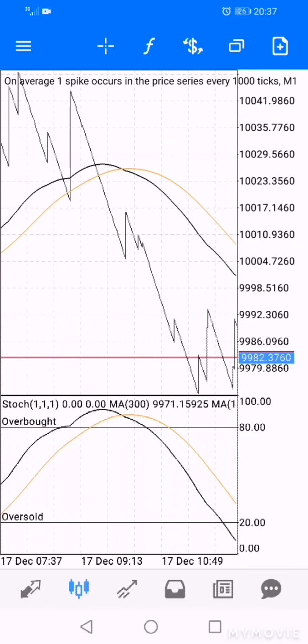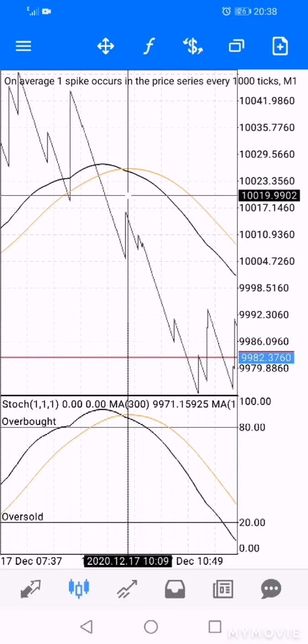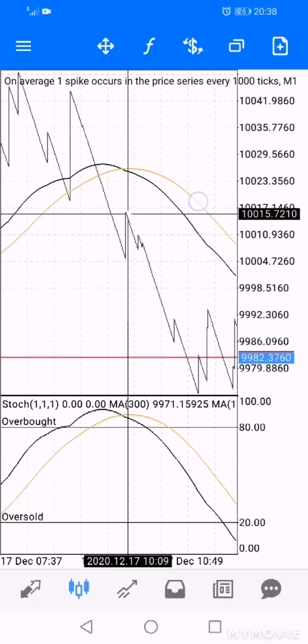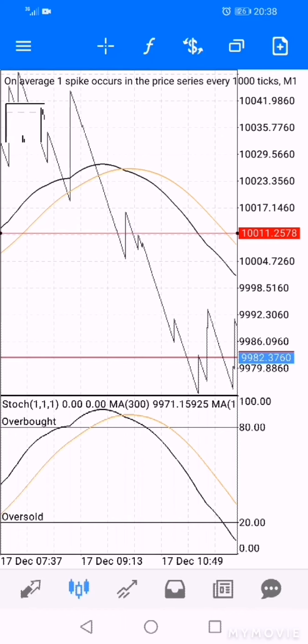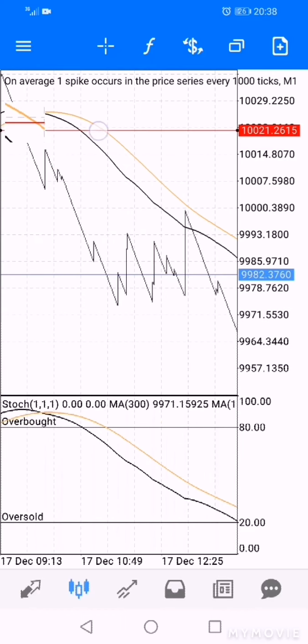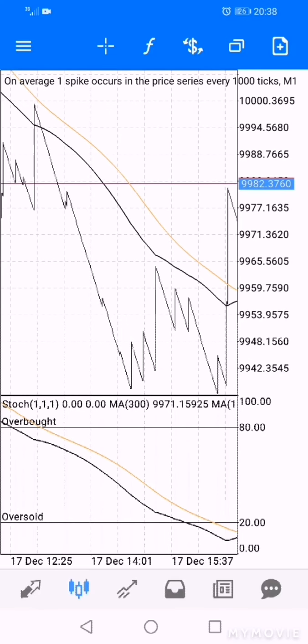And it crossed here above the 80 line. So you were going to sell somewhere here, and when you sell there, you were going to get all that profit. When you sell, when it touches the 20 line, you take your profit. When you buy, when it touches the 80 line, you take your profit.